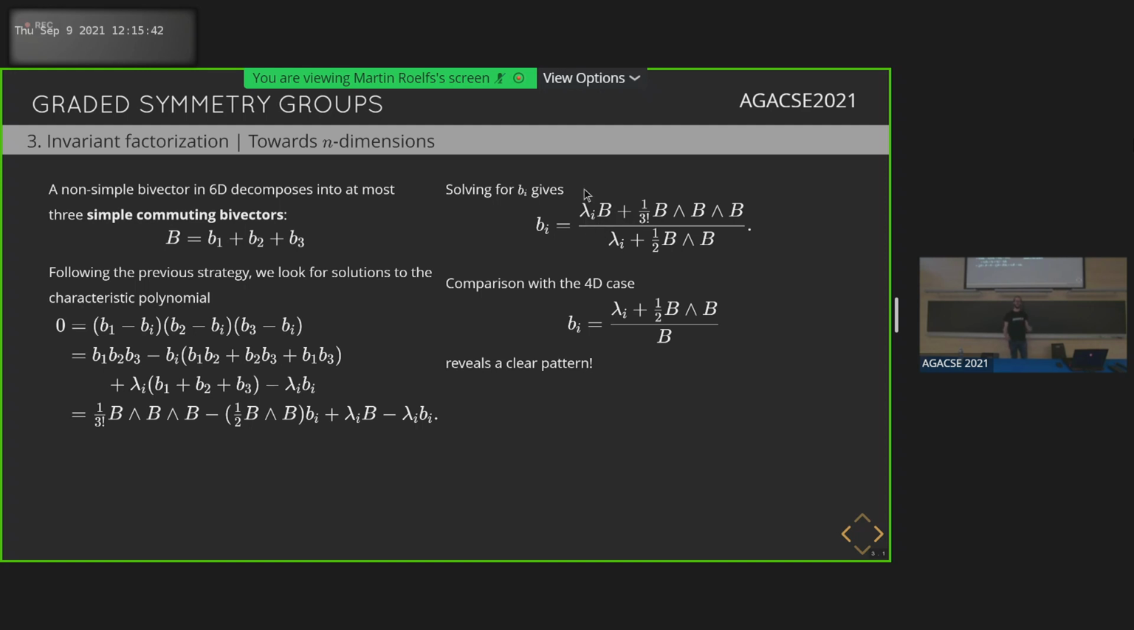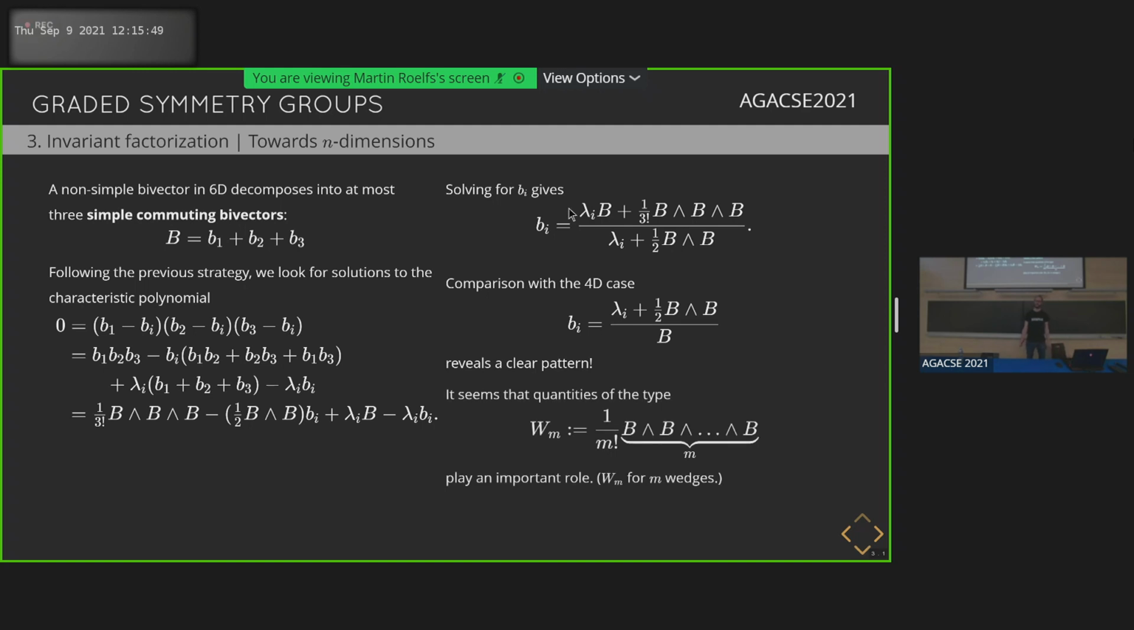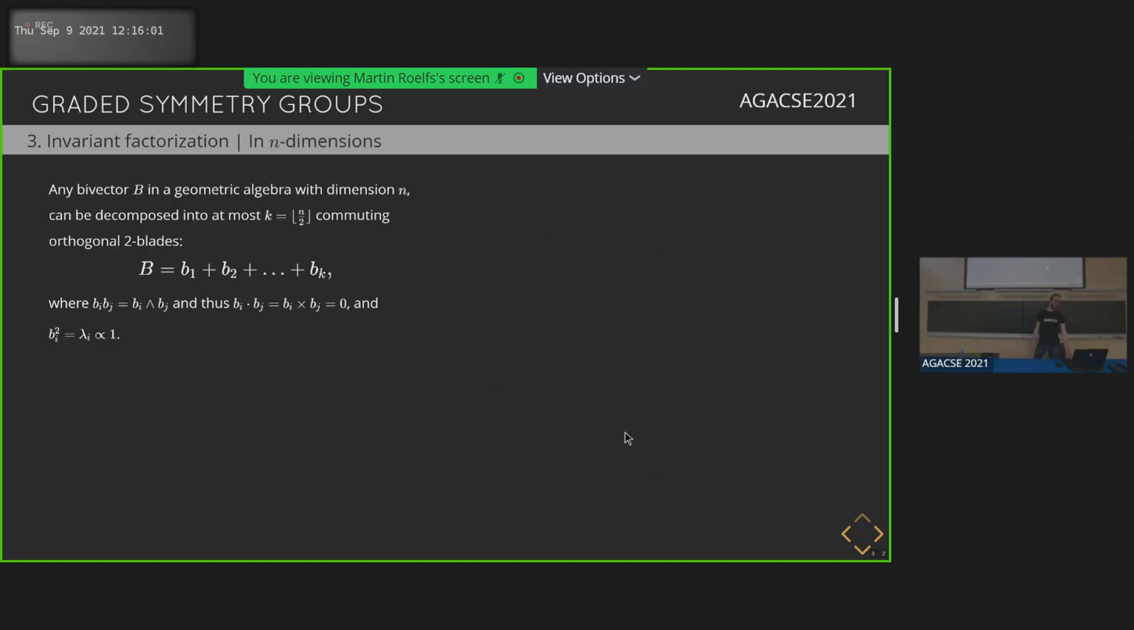And so I think we start to see a pattern of what is happening. It appears that quantities of the type B wedge B wedge B, up to m times, divided by m factorial might play an important role. So we give that a name, Wm, where the W stands for the wedge, m wedges. And now I can show you the general result.